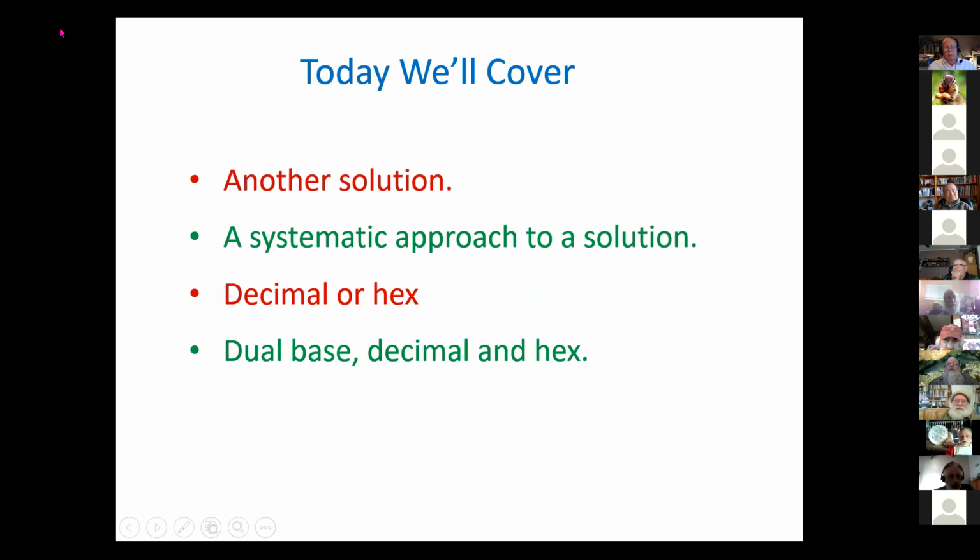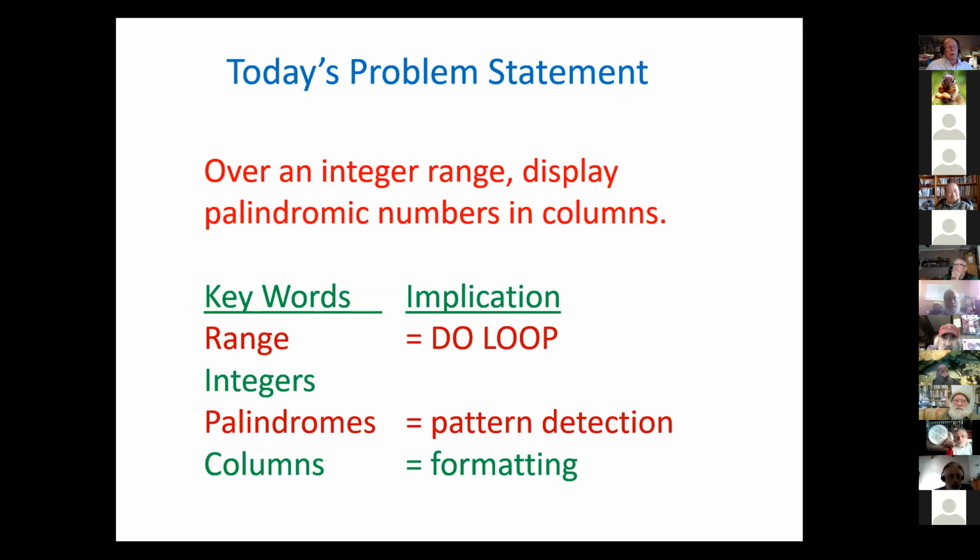Today, we've seen about 6 or 7 solutions to the palindromic problem. I have another approach similar to some. We're going to see a systematic approach to that solution. I'll do it in decimal, then in hex, and at the very end, we'll do it in both decimal and hex. So, top down, let's look at a problem statement.